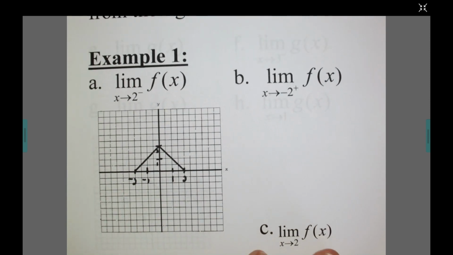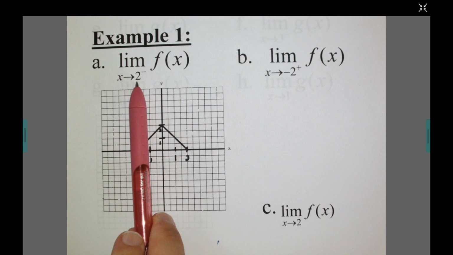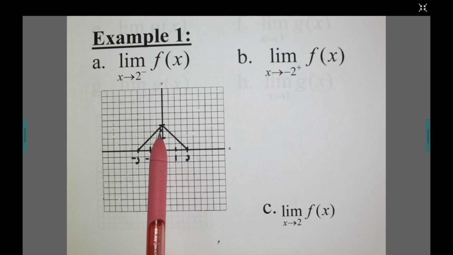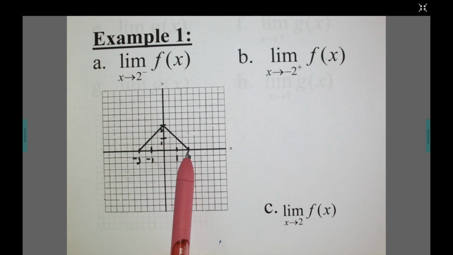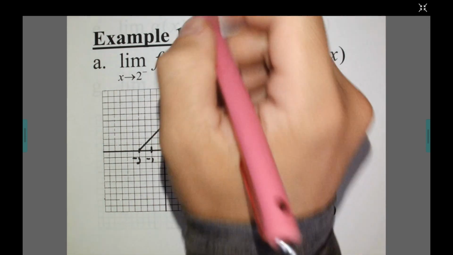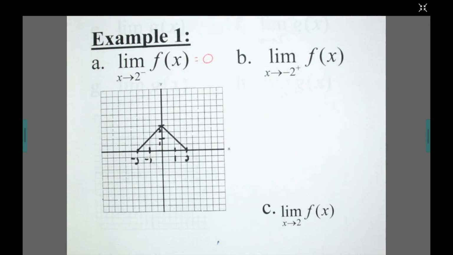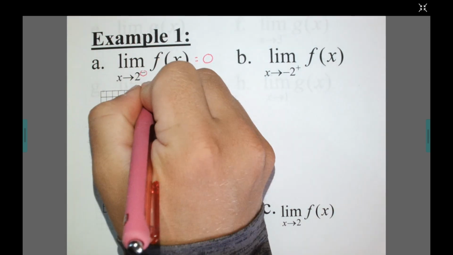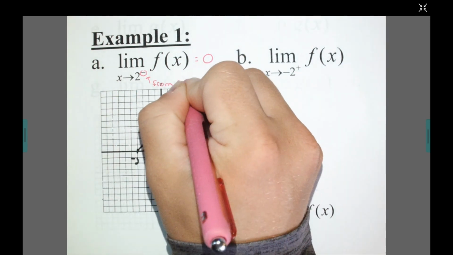So without further ado, jumping right into the examples, we have three parts to example 1. First one, they want the limit as x goes to 2 from the left. So here's 2. I walk from the left towards my x value of 2, and I see that the y value is going to 1. So that tells me that my limit, as we come from the left, is going to be 0. Okay, so that's right there. We're going from left because of that negative sign right there.